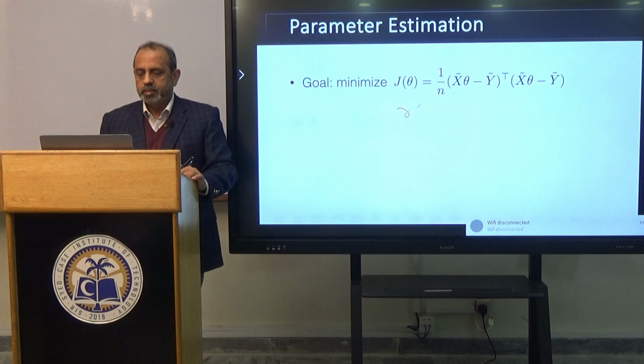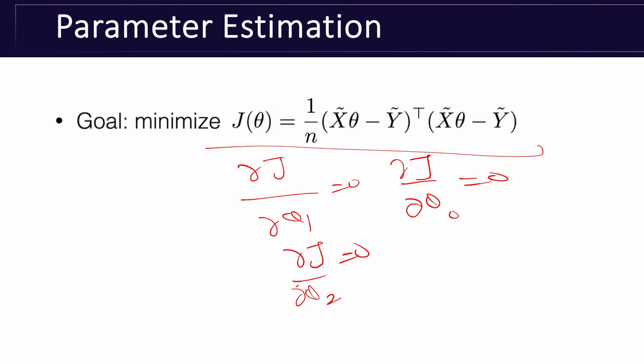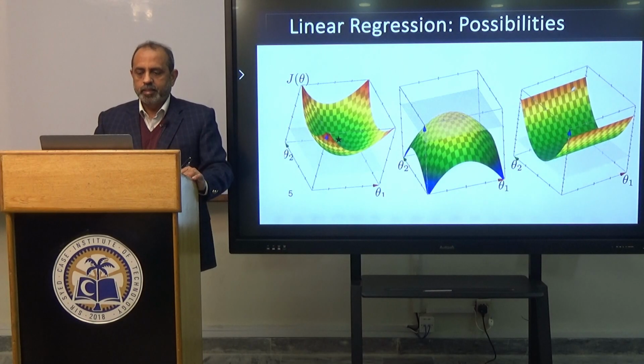And how do you do this? Curly j over curly theta 1, then curly j over curly theta 2, and curly j over curly theta naught, and you put them equal to 0, equal to 0, equal to 0. So if you do that, interestingly, you get an error. Here is a hyperplane, here is a problem. This is ideal, that you know that this is going to be a minimum.